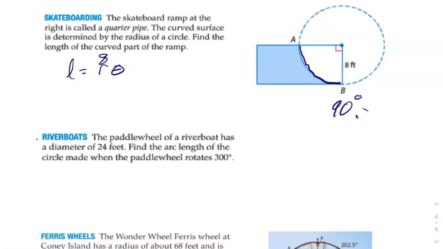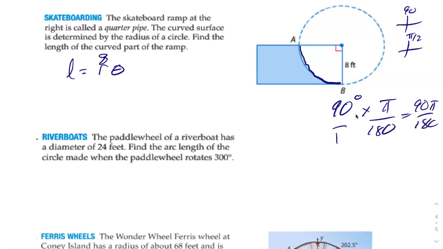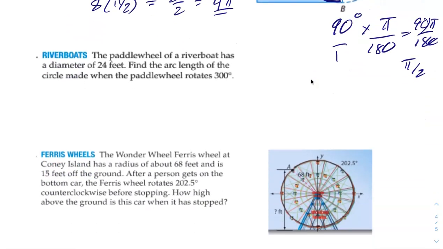Now you could kind of already know it from the picture. 90 degrees is up here. What is up there for radians? Pi over 2. But just to show you, I'll convert it using the formula. And I get 90 pi over 180. If you reduce that, you get pi over 2. So 8 times pi over 2. I get 8 pi over 2, also known as 4 pi. So that's the length of the curved part, is 4 pi. Now mine's a little different because it's all curly, but that was the idea.